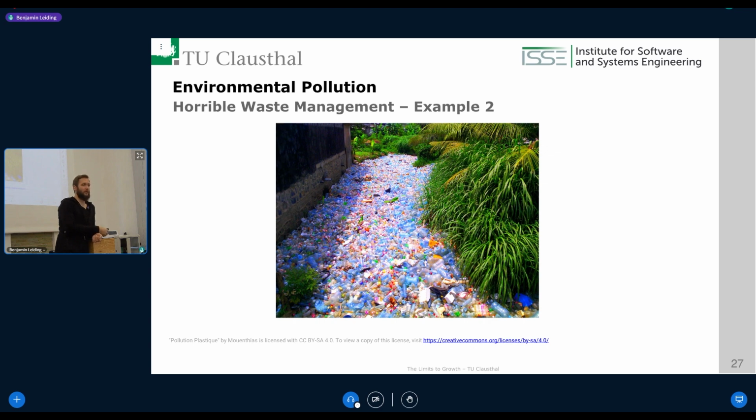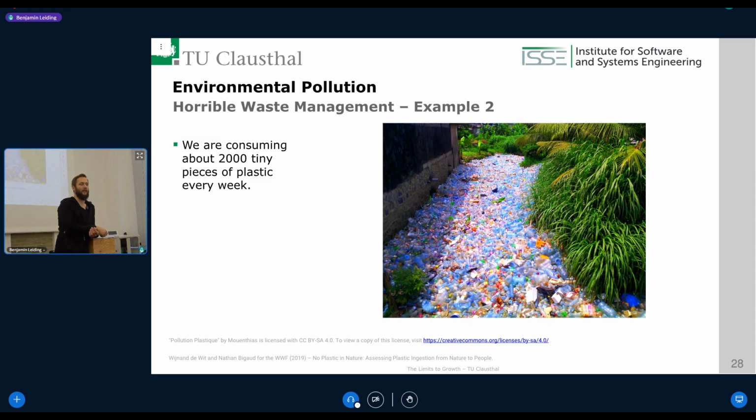The good thing is plastic waste is not as toxic as nuclear waste. The problem is that we're using it on a much, much larger scale. So there's so much more of it than all the nuclear waste that we have. There's so much plastic waste leaking into our environment that we are consuming about 2,000 tiny pieces of plastic every week.